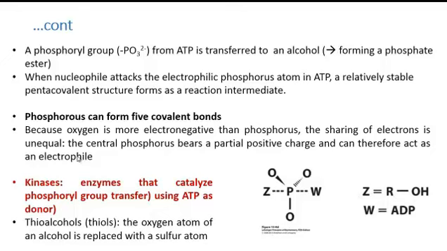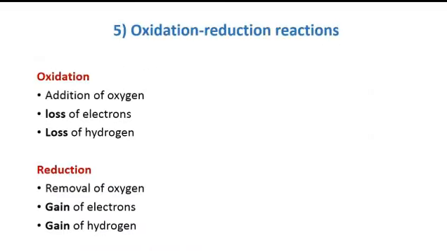Now, what are kinases? Kinases are the enzymes that catalyze the phosphoryl group transfer and use ATP as a donor of phosphorus. There are some thioalcohols found in nature. Thioalcohols are the molecules in which oxygen atom of an alcohol is replaced with the sulfur atom. Coming to the oxidation reduction reactions, we should first revise the concepts of oxidation and reduction. Oxidation can be either addition of oxygen, loss of electrons, or loss of hydrogen. In the similar way, reduction is opposite to oxidation. It includes either removal of oxygen, gain of electrons, or gain of hydrogen atom.